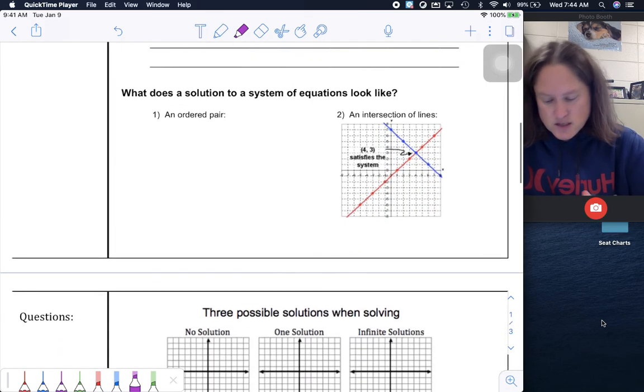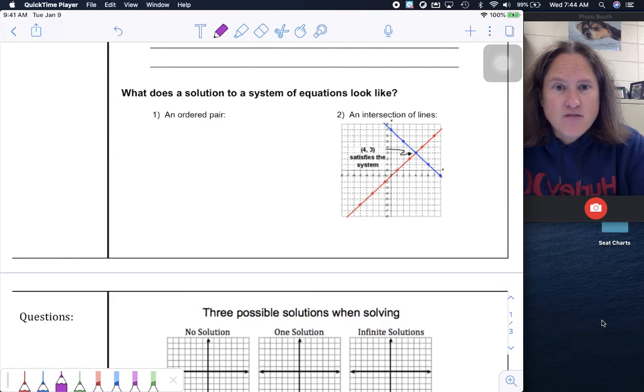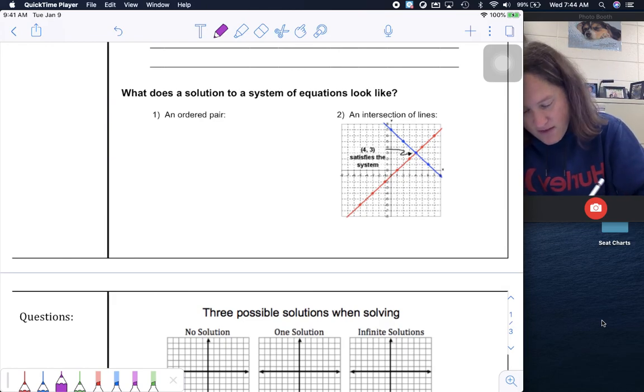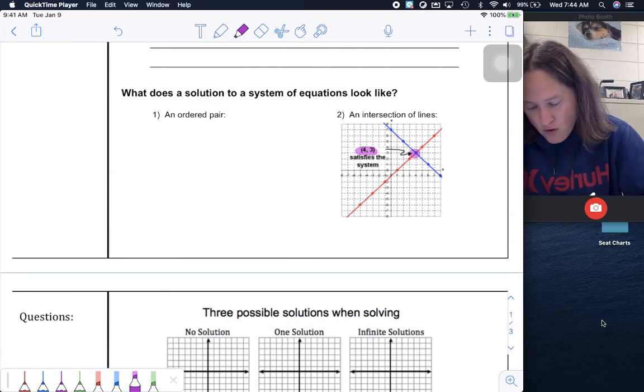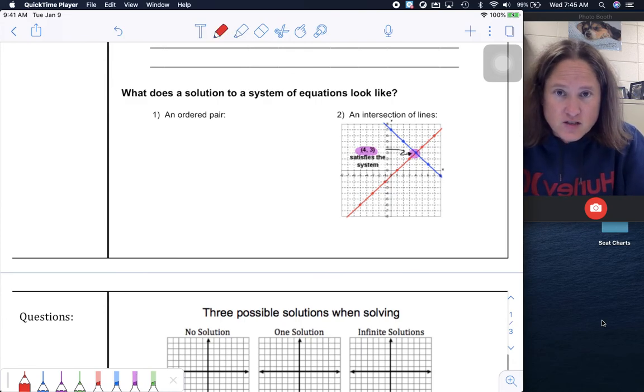So what does a solution look like? That's easy. It's an ordered pair, we said, that makes everything completely true. So here we have this ordered pair right here. (4, 3) would be on both of those equations. So that's going to be our solution. It's going to be where the lines intersect. So all of your answers are going to be an ordered pair.